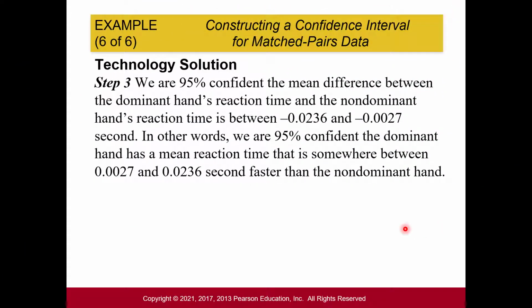And so then we can say the same things. We're 95% confident the mean difference between the dominant hand's reaction time and the non-dominant hand's reaction time is between our lower limit and our upper limit.